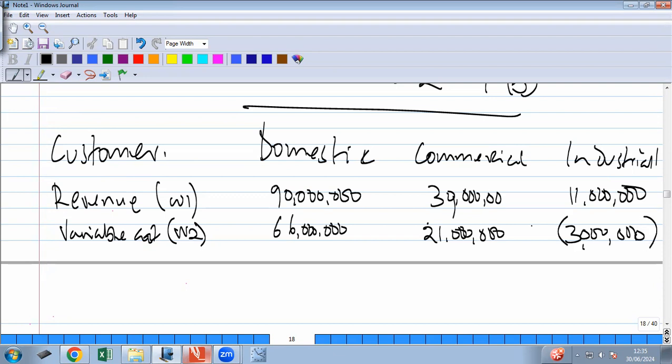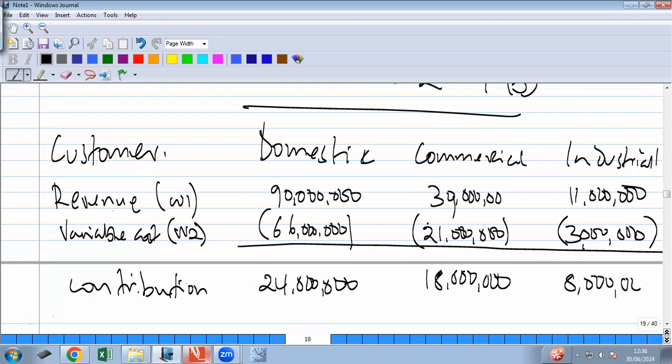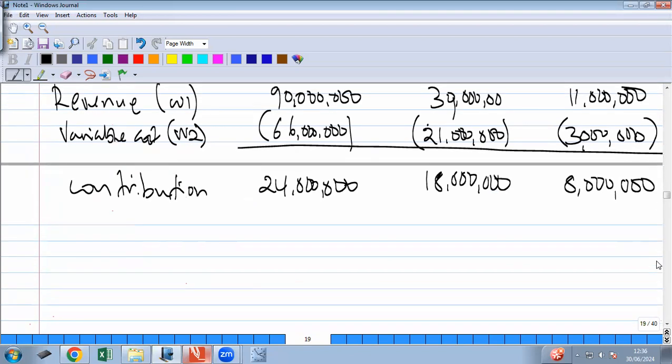This is in bracket to mean it's a cost, right? So that we can have our contribution here. So I'm going to have, this is 24 probably. And this one, 18 million. And here, 8 million. So from here, I can now go to this other.